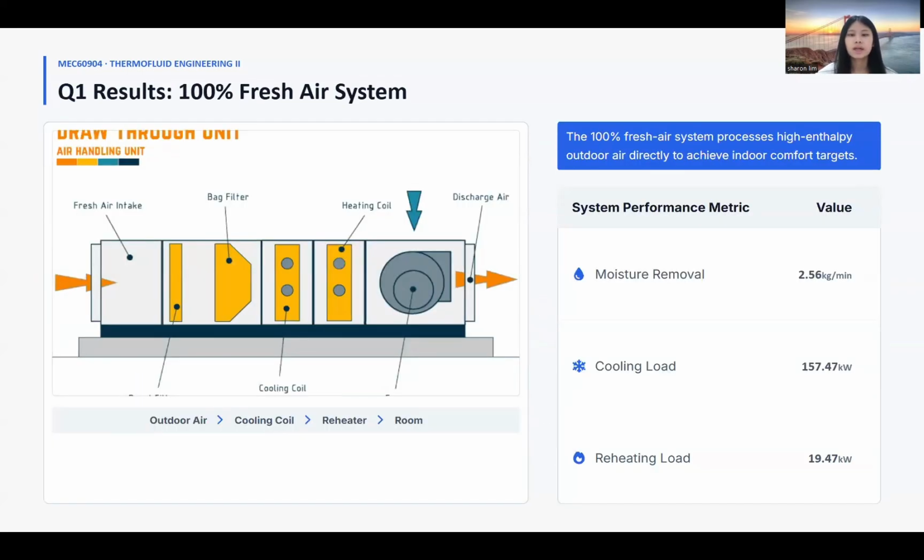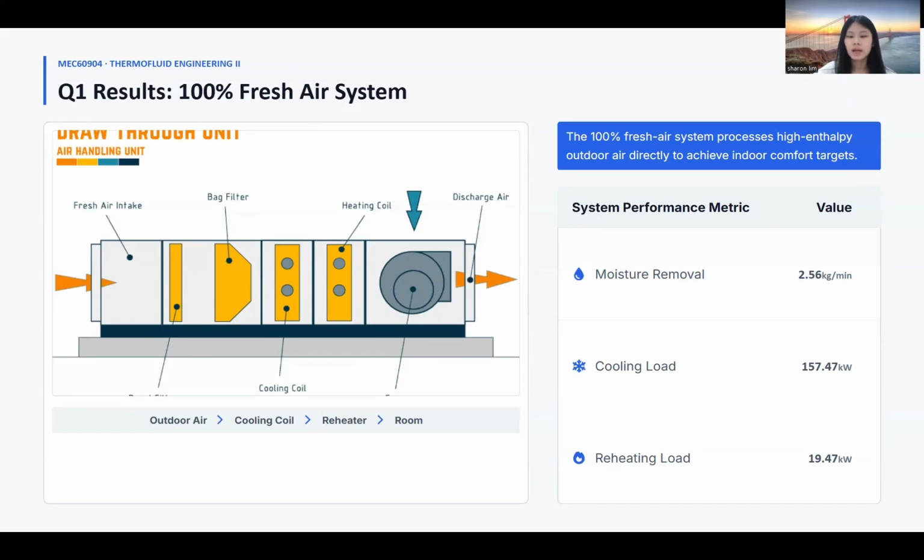This slide shows the result for the 100% fresh air system. In this configuration, all outdoor air passes directly through the cooling coil before being reheated and supplied to the room. Since the outdoor air has a high temperature and humidity, the cooling coil performs both sensible cooling and latent cooling. The system removes approximately 2.56 kg of moisture every minute, and this means that water vapor continuously condenses on the cooling coil during operation. The calculated cooling load is 157.47 kilowatts.